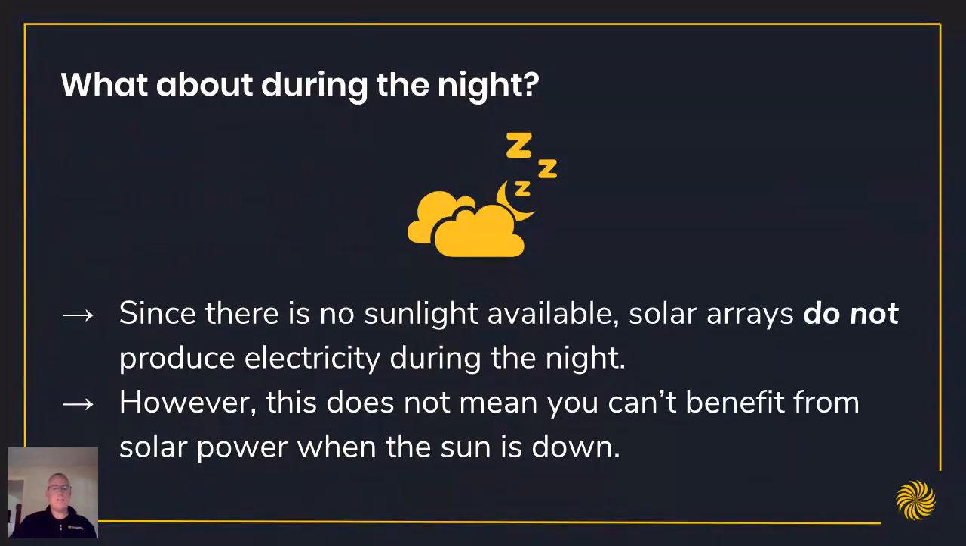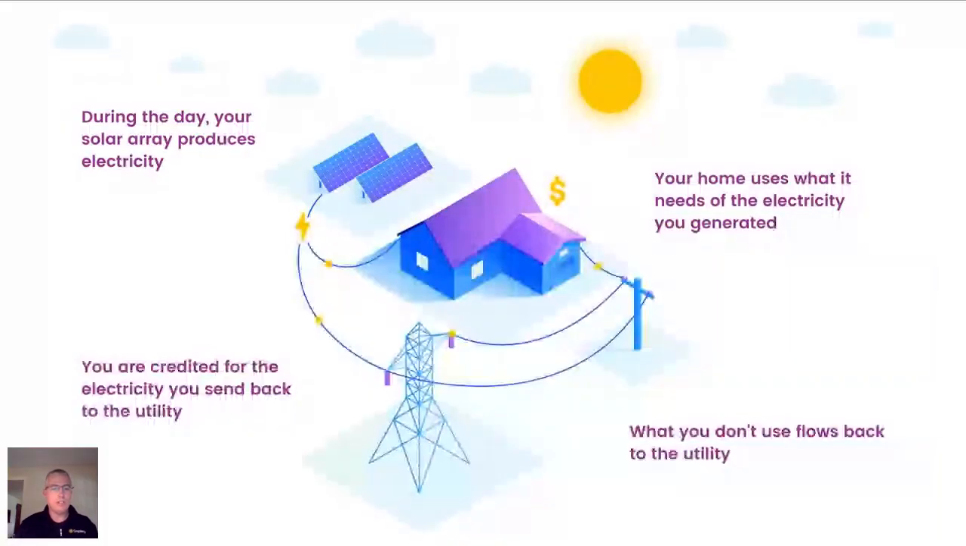You can see this little graphic here kind of explaining what happens when the sun is out. During the day, your solar array produces electricity. You see we've got the line there running to the home and then another line running to what's meant to represent the utility grid. Your home uses what it needs of the electricity that you're generating in the moment, and the excess energy is transferred back to the utility grid where you are credited for that electricity that you put back onto the grid.